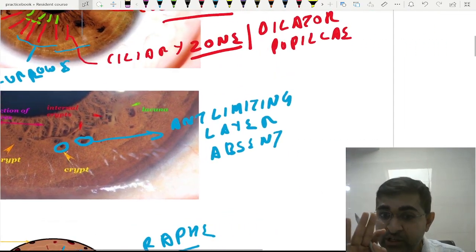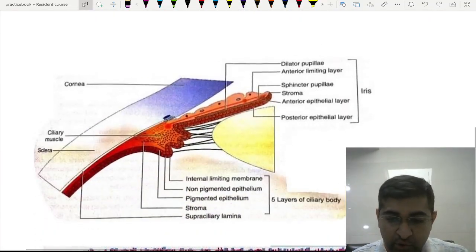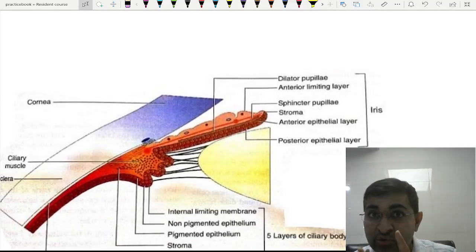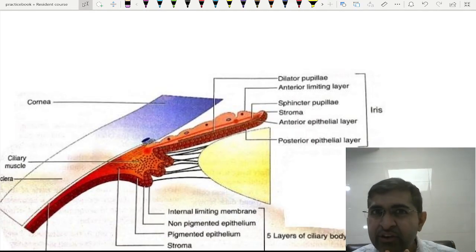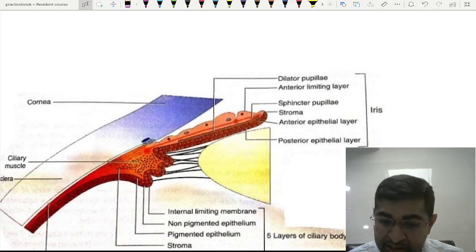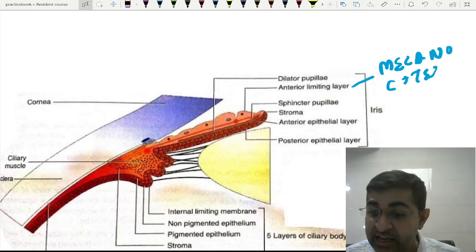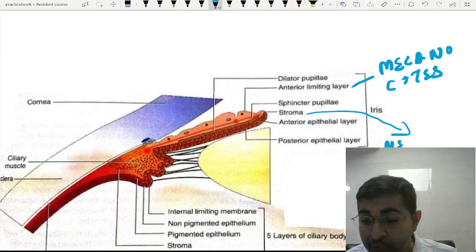And what are the 4 layers of the iris? We'll do the layers first. If I talk about the layers of the iris, anteriorly we have the anterior limiting layer. I told you at the crypts area the anterior limiting layer is absent. What is the relevance of the anterior limiting layer? It has melanocytes. Then we have the stroma. What is the relevance of the stroma? It has nerves, blood vessels, and also muscles.